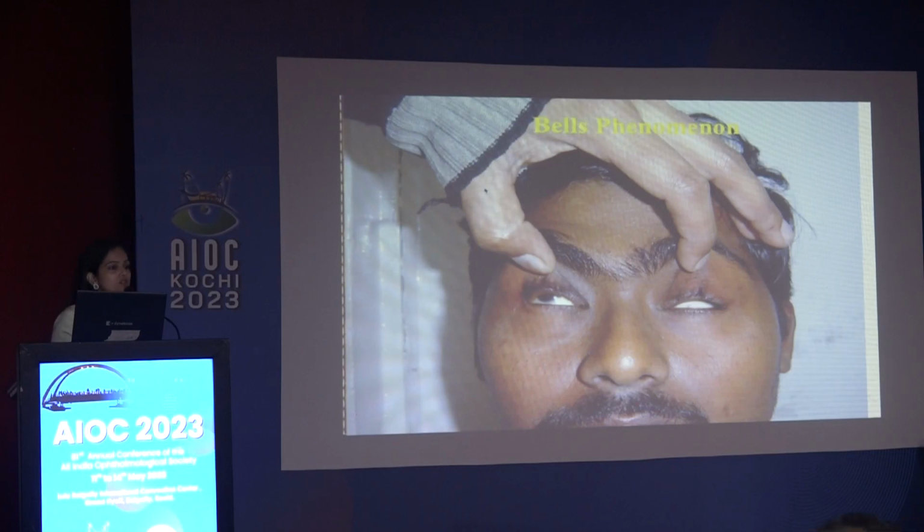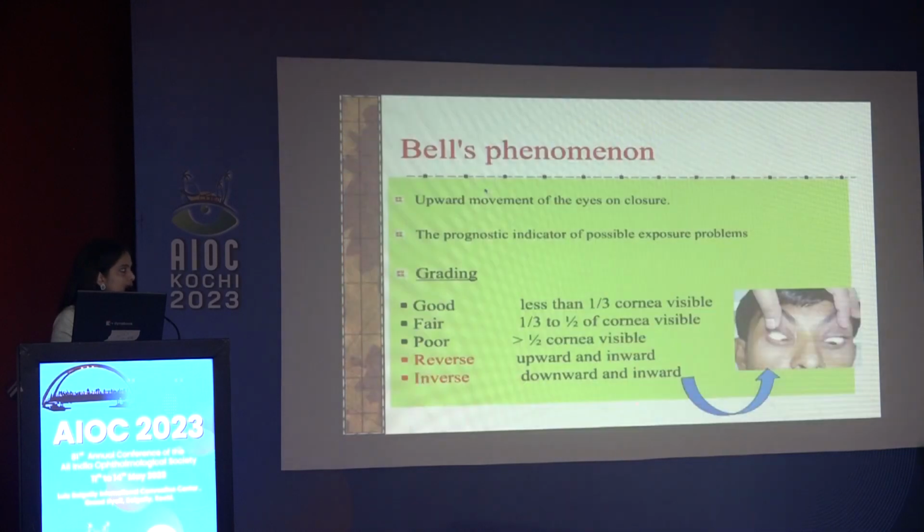If the Bell's is poor, then we do not go ahead with the surgery. Bell's is the outward and upward movement of the eyeballs when the patient tries to close the eyelids. How can you grade it? If less than 1/3 of the cornea is visible, it's called a good Bell's. If 1/3 to half of the cornea is visible, it's a fair Bell's. And if more than half of the cornea is visible, it's a poor Bell's.